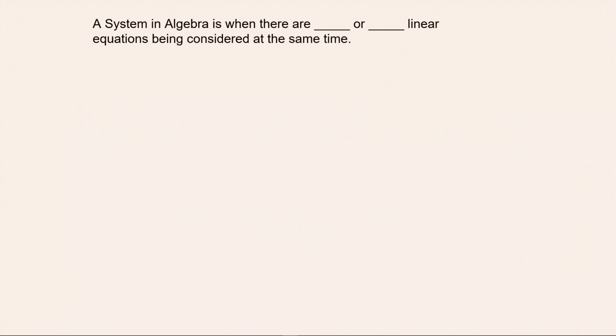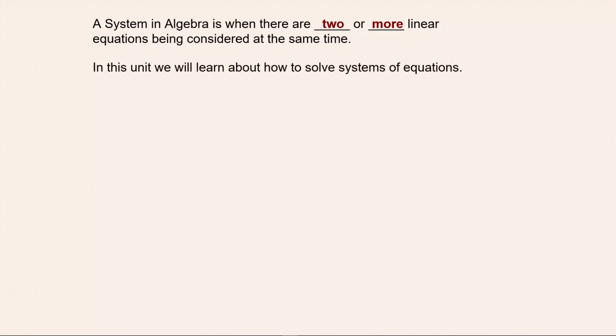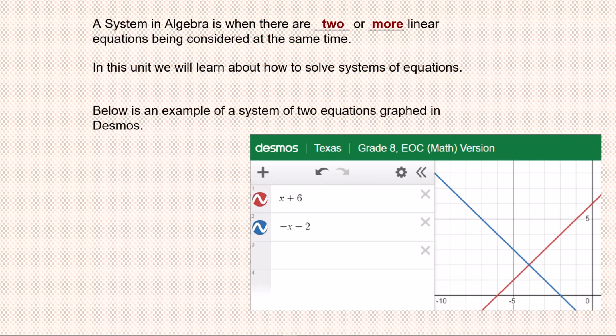A system in algebra is when there are two or more linear equations being considered at the same time. In this unit, we will learn about how to solve systems of equations. Below is an example of a system of two equations graphed in Desmos.